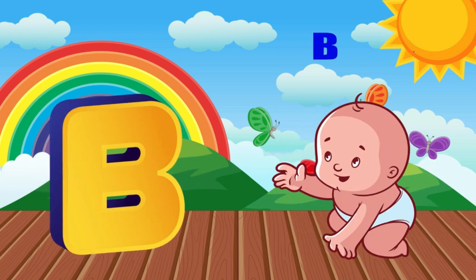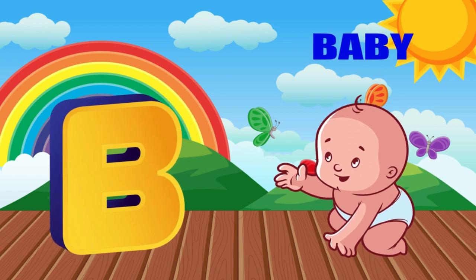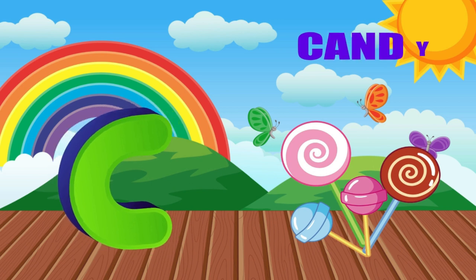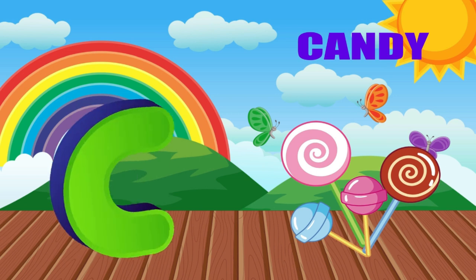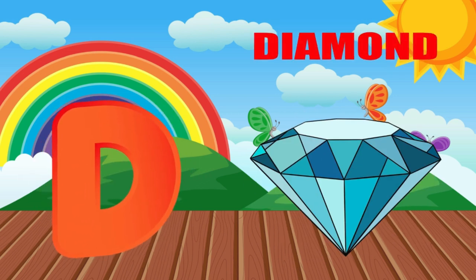B is for baby. B, B, baby. C is for candy. C, C, candy. D is for diamond. D, D, diamond.